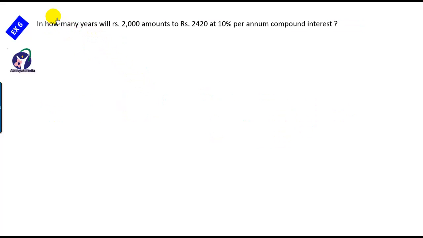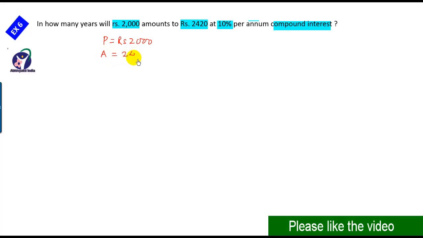Now the next question is on the screen. In how many years will rupees 2,000 amount to rupees 2,420 at 10% per annum compound interest? So here the principal is rupees 2,000 and the amount is equal to 2420 and the rate is equal to 10%. So principal is 2000, amount is 2420. The ratio of these two will be 100 is to 121.